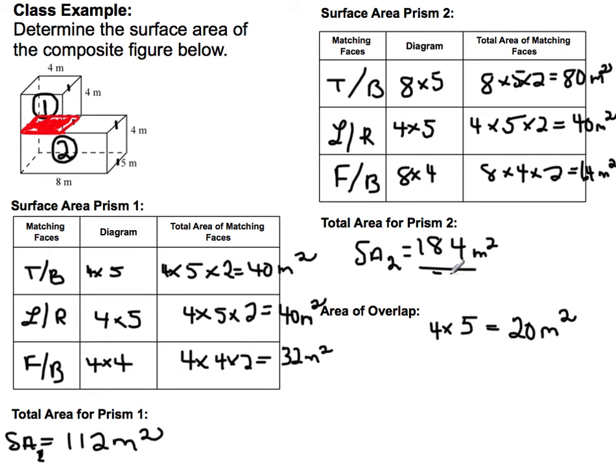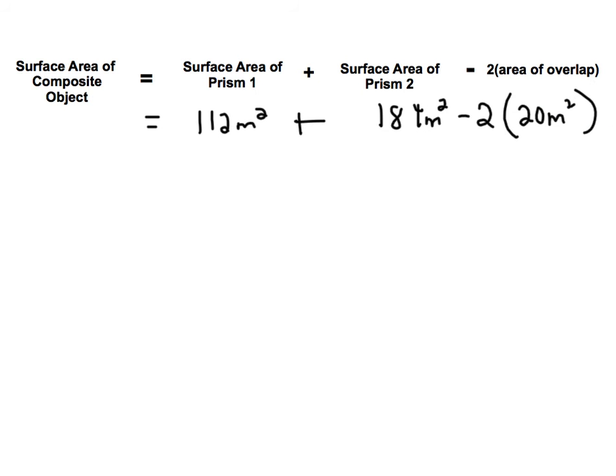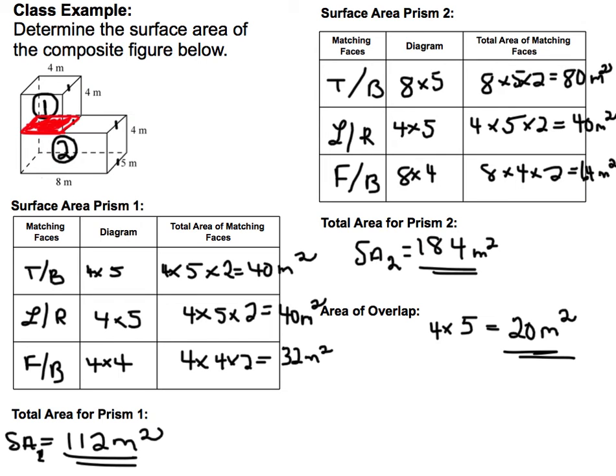Okay, so now I'm going to take all of these numbers and put them in my formula. I hope I remember all of them: 112, 184, and 20. So the surface area of Prism 1 is 112 meters squared. I'm going to add the surface area of Prism 2, which was 184 meters squared. And I'm going to subtract 2 times the area of overlap, which was 20 meters squared. Let me double check my numbers: 112, 184, and 20. I'm taking away 2 because I'm taking away one area from Prism 1 and the same area from Prism 2, and that's why I have to multiply it by 2.